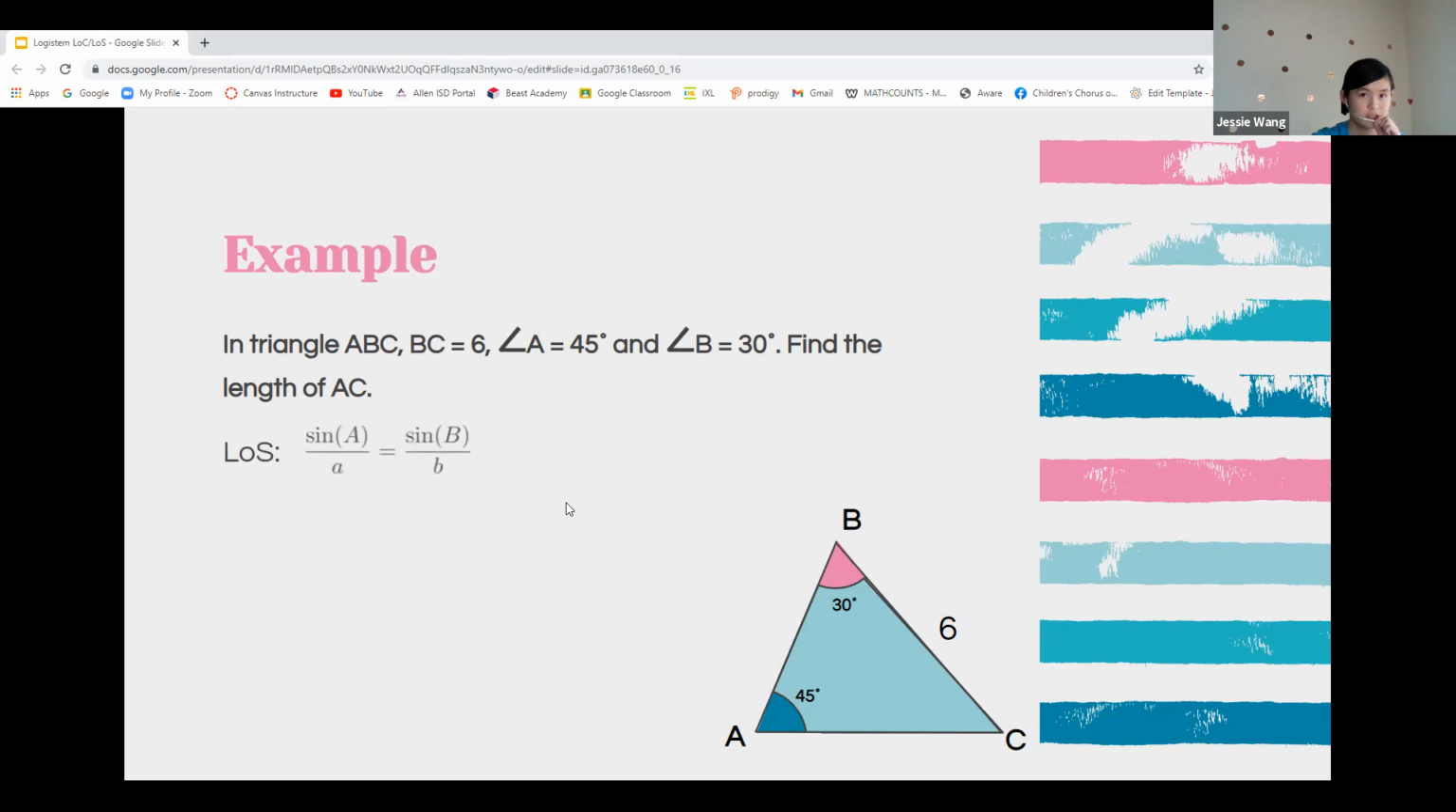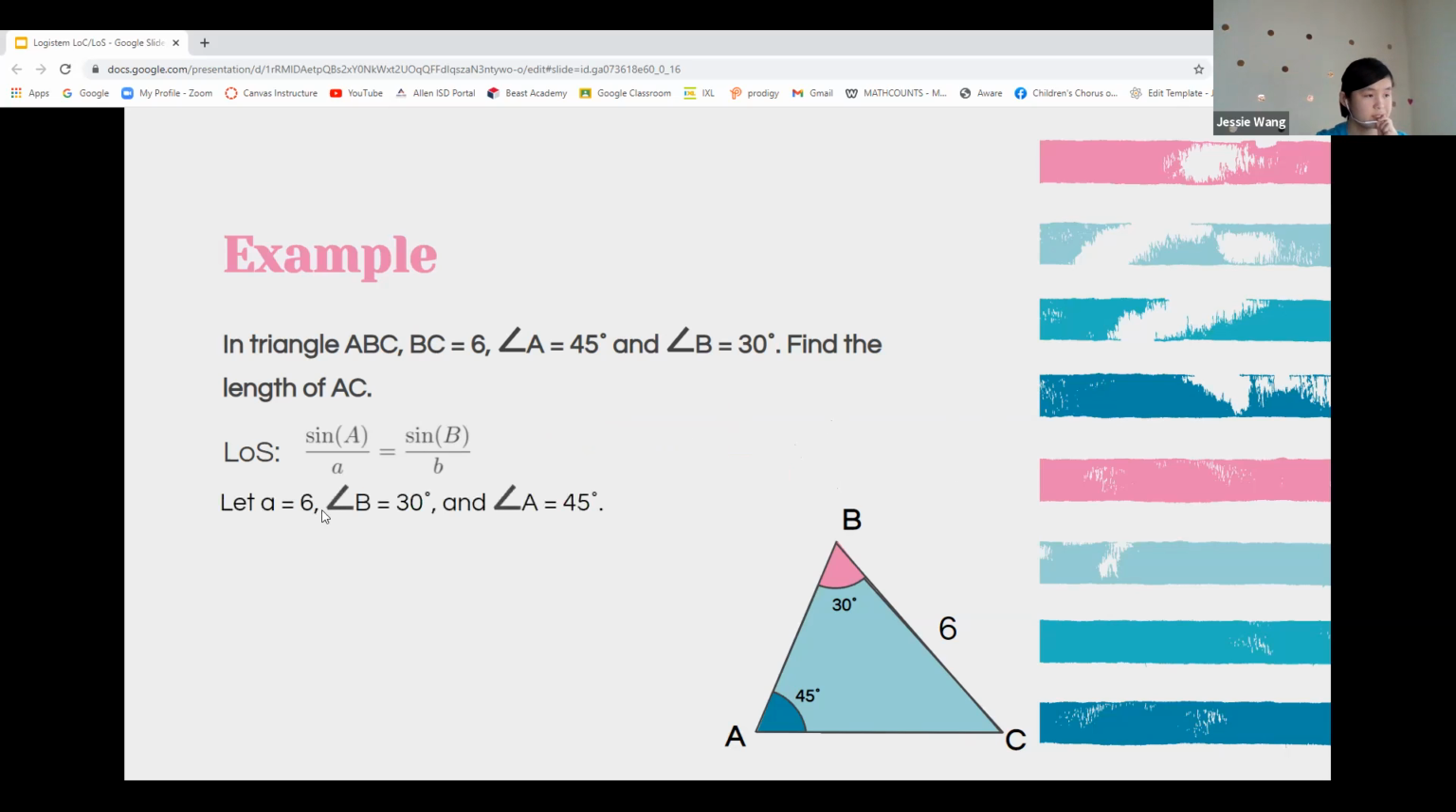So here's the law of sines. Sine of angle A over side A equals sine of angle B over side B. Some people also prefer to write this as A over sine A equals B over sine B, and this works as well. They both work. It's the same thing. You'll get the same answer.